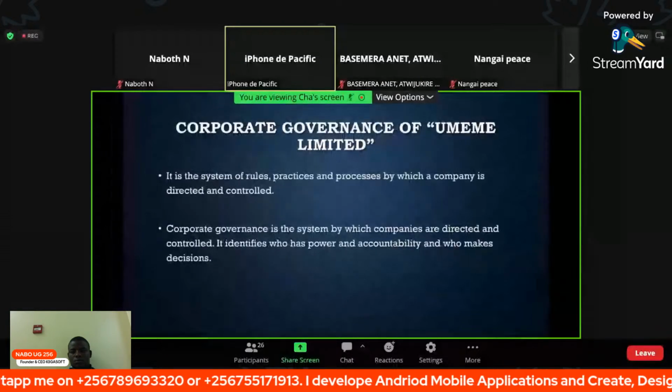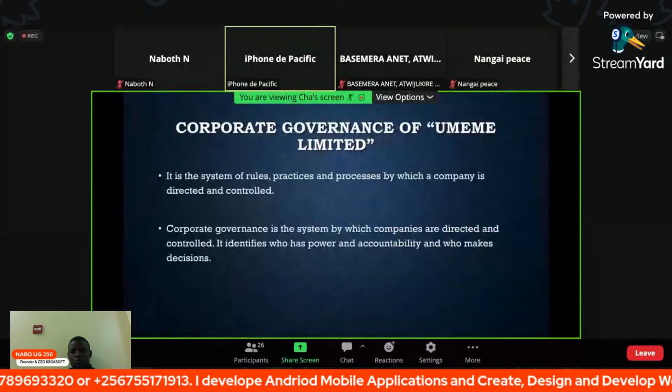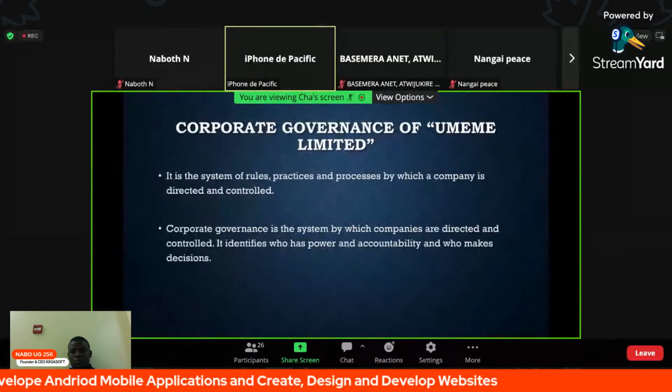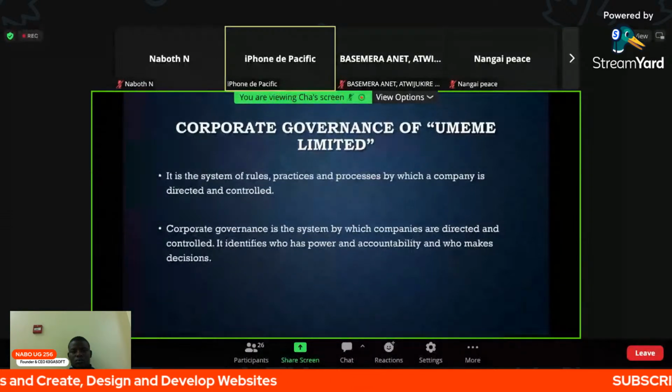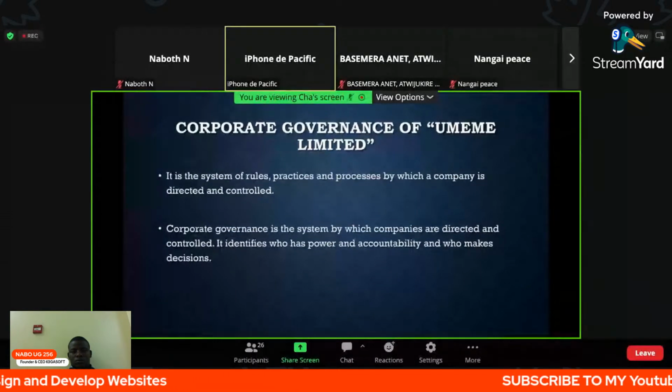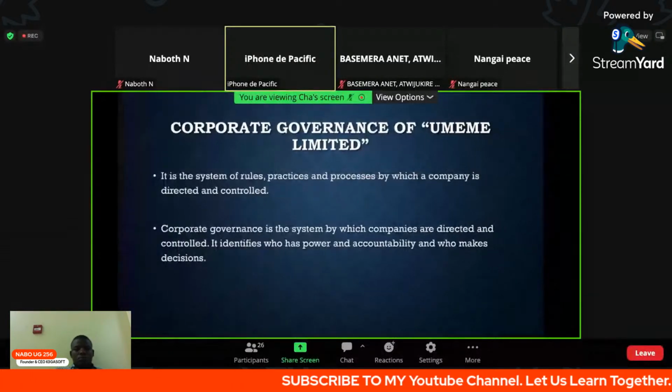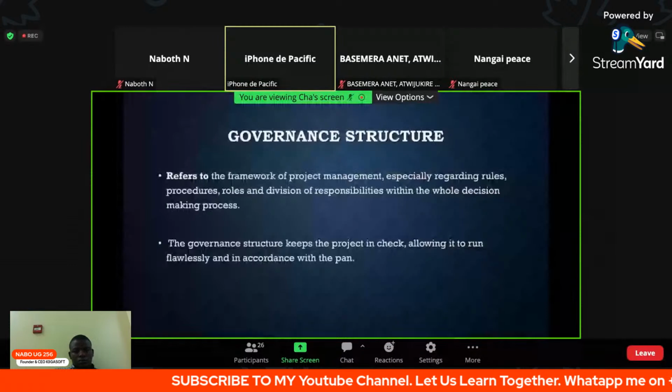Corporate governance is a system of rules and processes by which a company is directed and controlled. It identifies who has power and accountability and who makes decisions. So we look at the governance structure in Umeme.